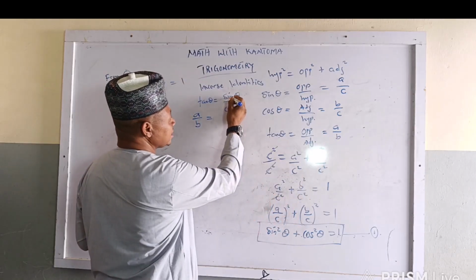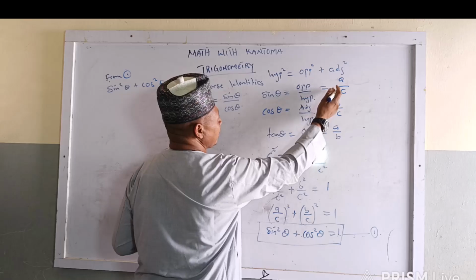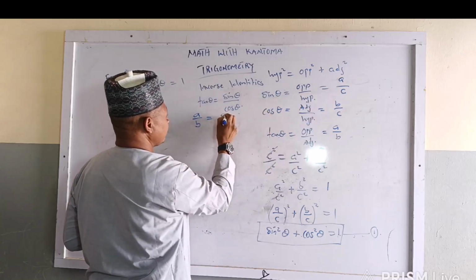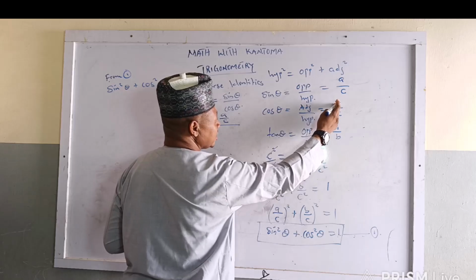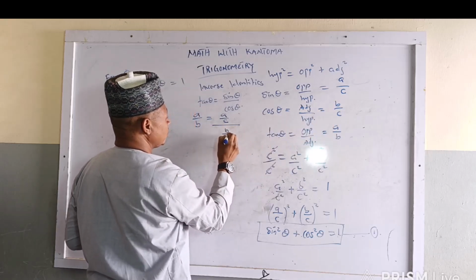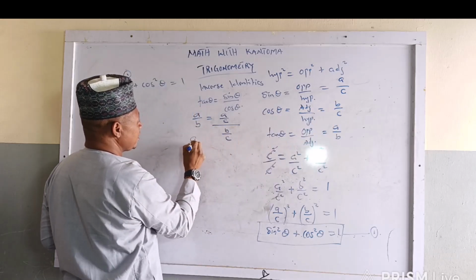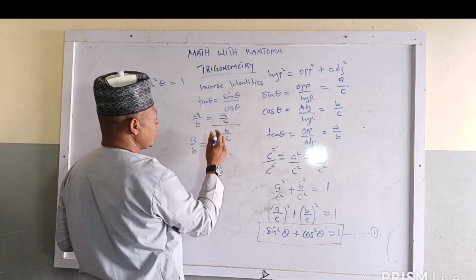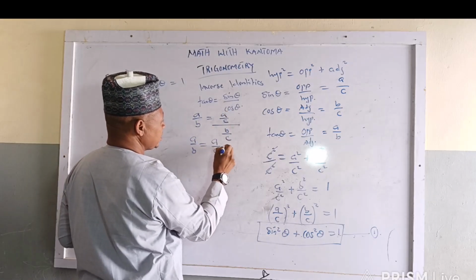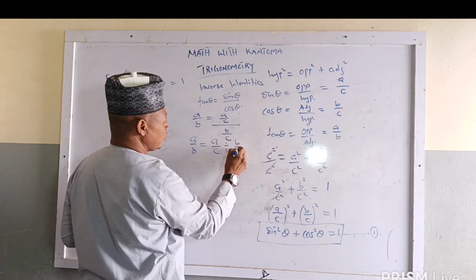By definition we say tan theta is opposite over adjacent, and opposite is A, adjacent is B, right? So now what is sin theta? By definition sin theta is opposite over hypotenuse, which is A over C. So I have A over C divided by cos theta, which by definition is B over C. So this A over B must be the same thing as this value. So what is A over B? This can be written as A over C divided by B over C.